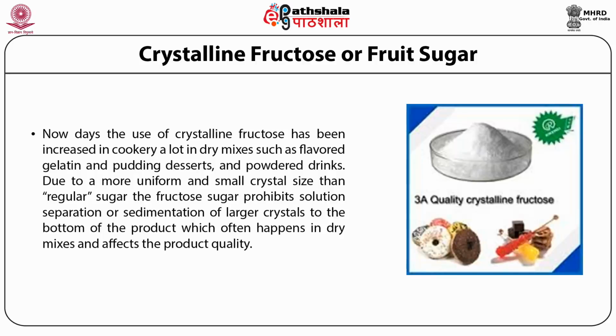Dear students, next comes crystalline fructose or fruit sugar. Nowadays, the use of crystalline fructose has increased in cookery a lot. In dry mixes such as flavored gelatin, pudding desserts and powdered drinks, this type of sugar is mostly used. Due to a more uniform and small crystal size than regular white sugar, fructose sugar prevents separation or sedimentation of large crystals to the bottom of the product, which often happens in dry mixes and affects the product quality when made with refined regular sugar.